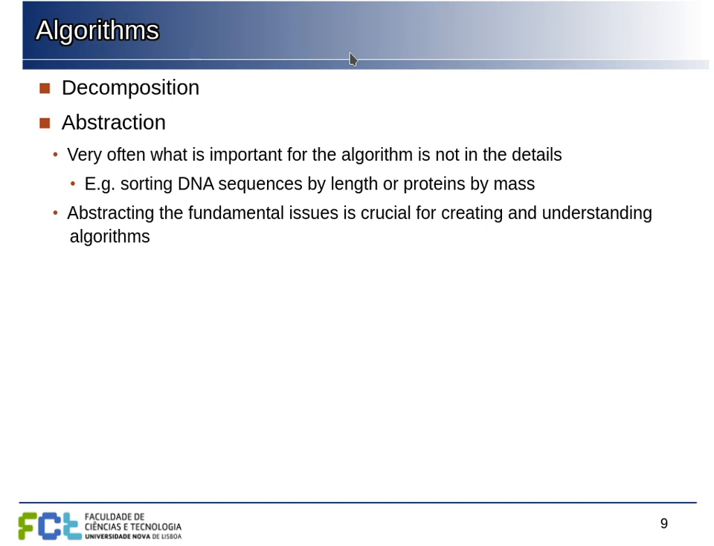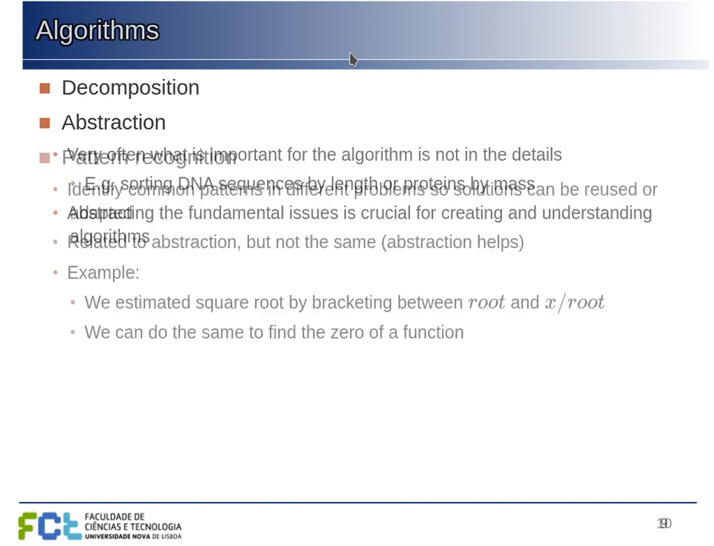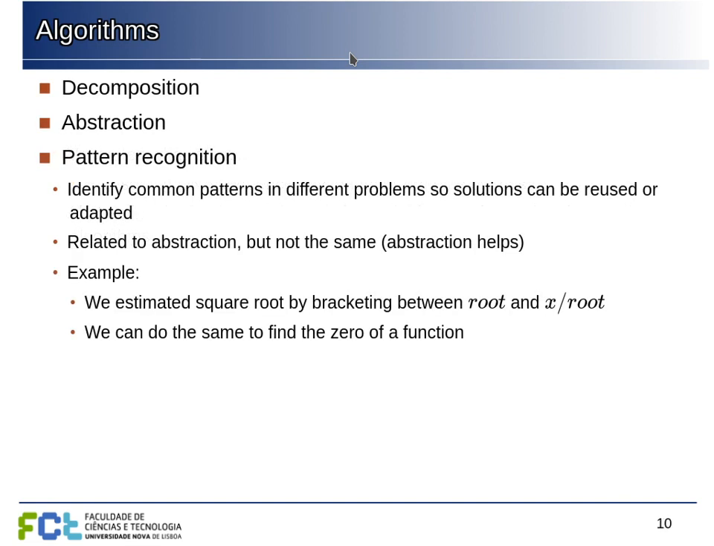So abstracting these fundamental aspects of the algorithm from the details of the problem is very important, not only to allow us to think about the algorithms, but also to be able to use the solutions that we already have. So if we already have a sorting algorithm, we don't need to write a new one just because we are now sorting DNA sequences instead of proteins by mass, for example. A bit related to abstraction, but not quite the same, is pattern recognition.